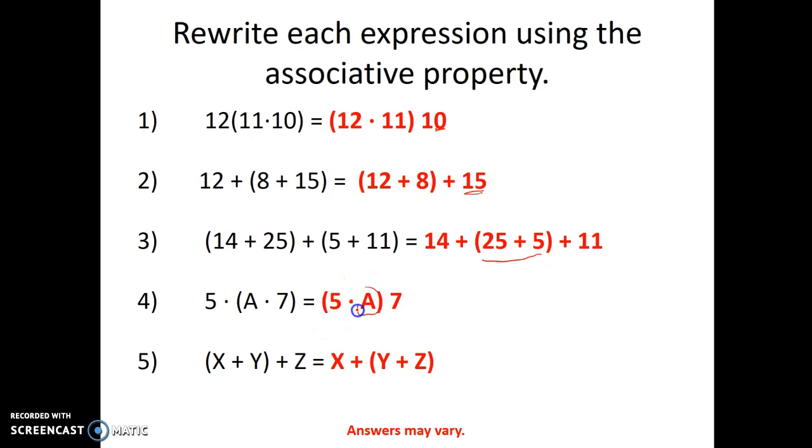Now, we will talk later this year about using variables. So in this case, it didn't really make it easier to add or multiply because I don't know what those values are. But it'll help me later on when I'm working with algebraic expressions. So, all right, we are done with this video.